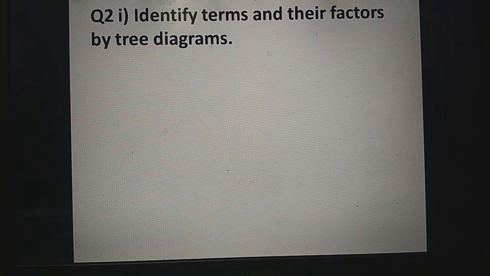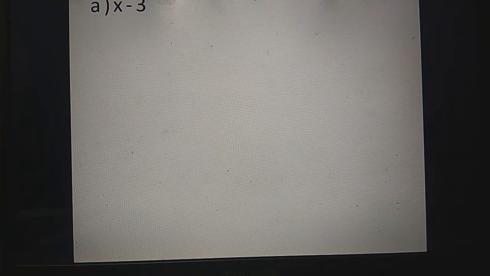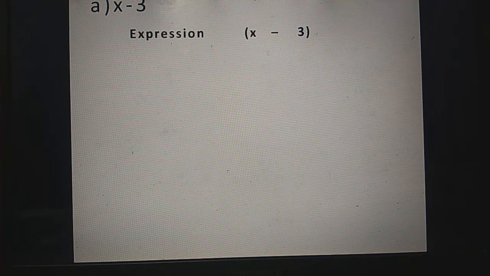Moving to question number 2, first part, identify terms and their factors by tree diagram. With the help of tree diagram, you will show the expression, then the terms and then the factors of the terms. The first expression is x minus 3. So in the very first line you will mention expression. Now how many terms are there? Basically terms are added to form the expression and if there is any minus sign you will include that minus sign with the term. So there are 2 terms in this expression. One is x and the second one is minus 3. You will not say it as 3.